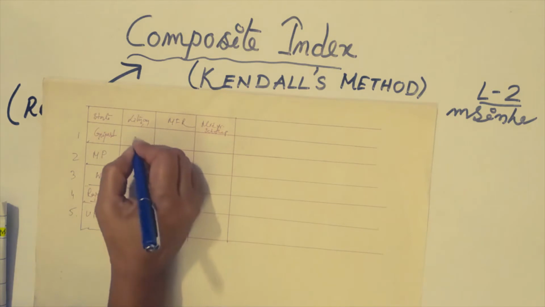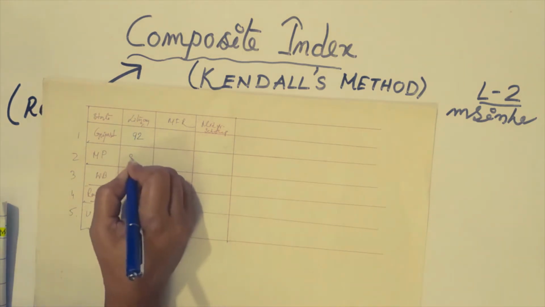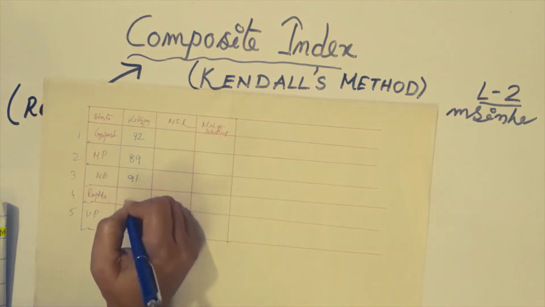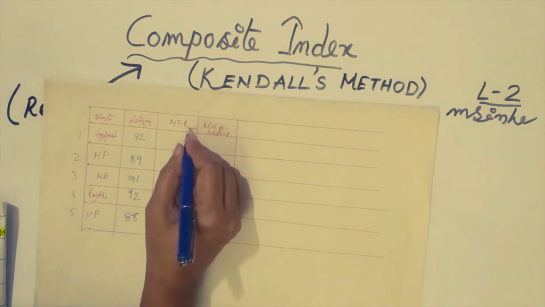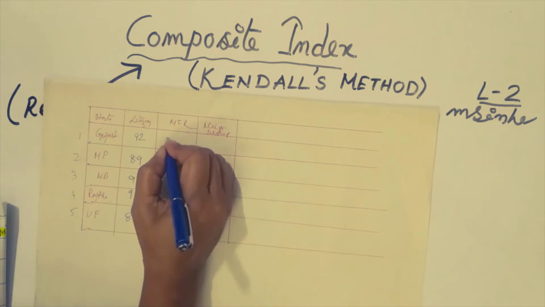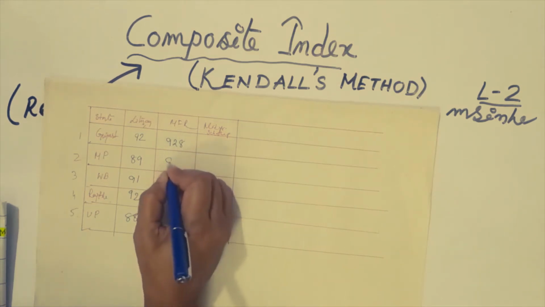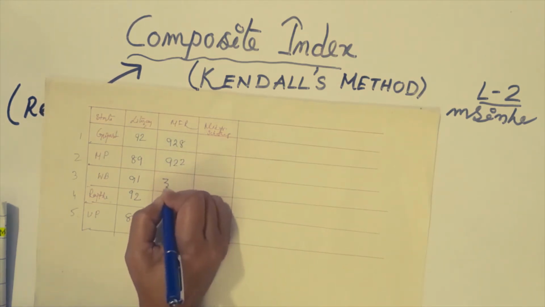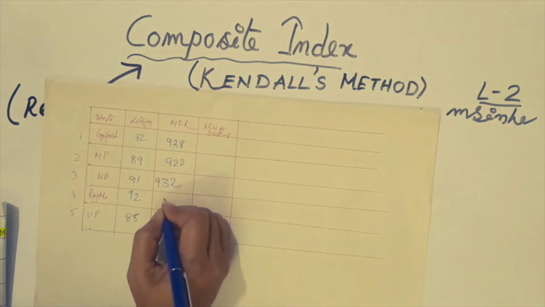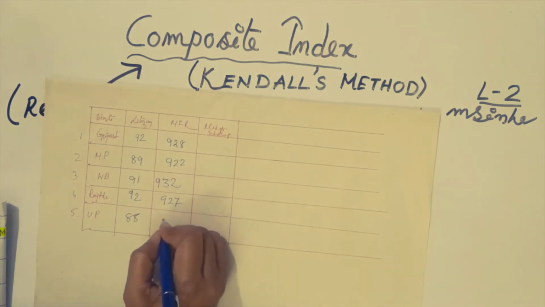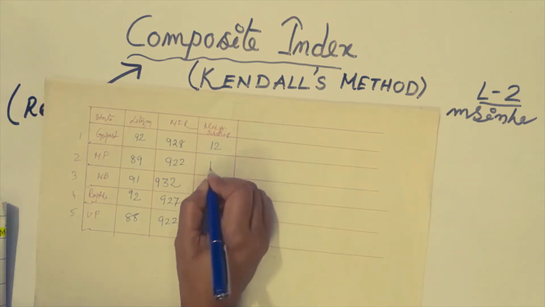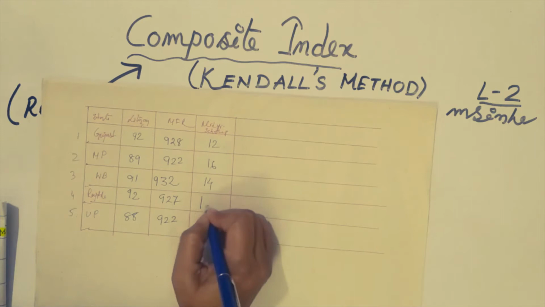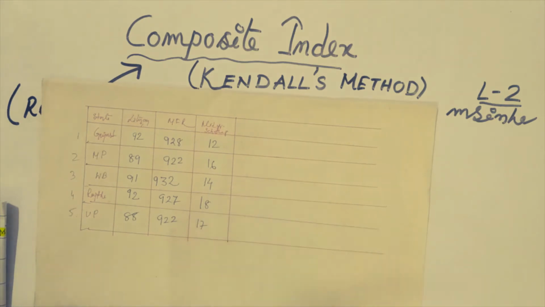First thing is the literacy ratio. Suppose in percentage 92%, 89%, 91%, sorry, 92% and 88%. This is the male-female ratio per thousand of population: 932, 923, 932, 917, 922. And the third one is the mean years of schooling: 12 years, 16 years, 14 years, 18 years, and 17 years. Here, all are imaginary data.